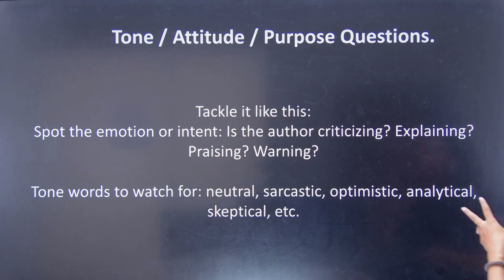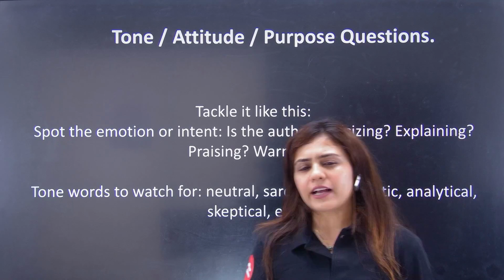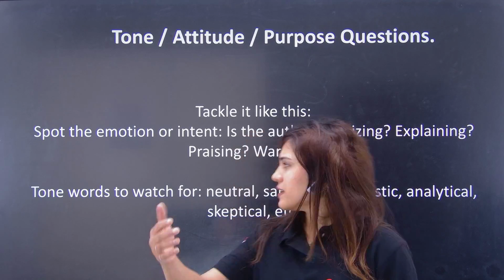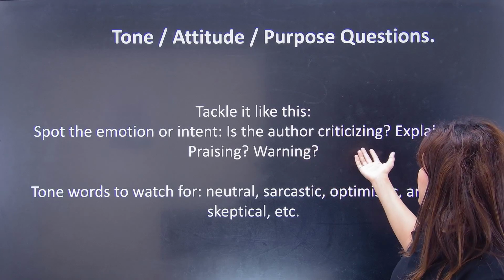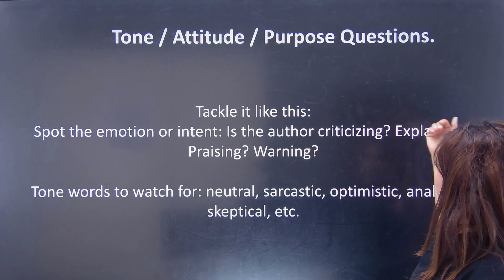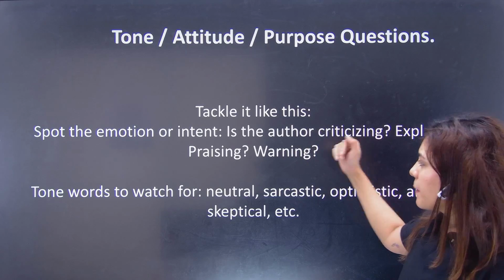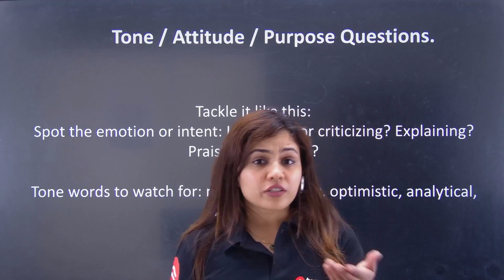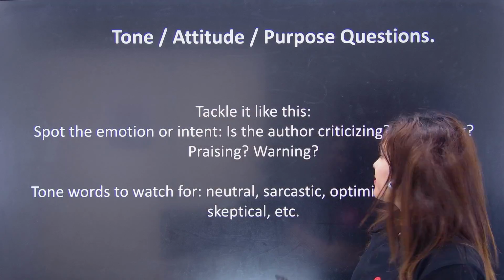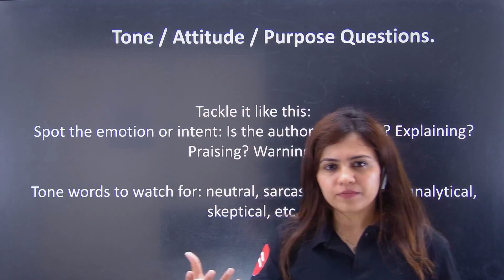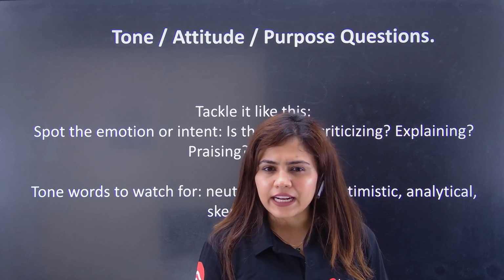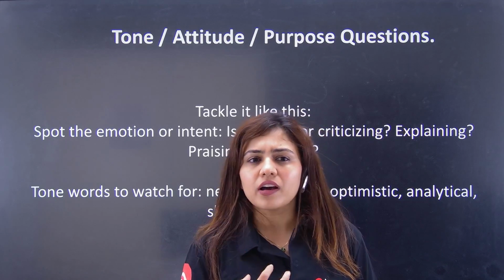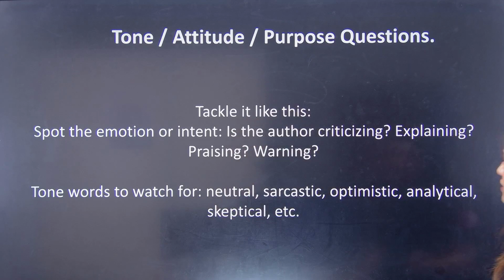Okay, so is the author criticizing? Is he just simply explaining a process? Is he praising somebody? Is he giving you a warning? Because if it is criticizing, then it is a critical tone; if explaining, then it is an informational tone; if praising, then it could be laudatory or acclamation. Warning is cautionary or something which is alarming. So it is very important for you to catch what exactly the writer is trying to convey. What are his feelings about a particular subject matter?